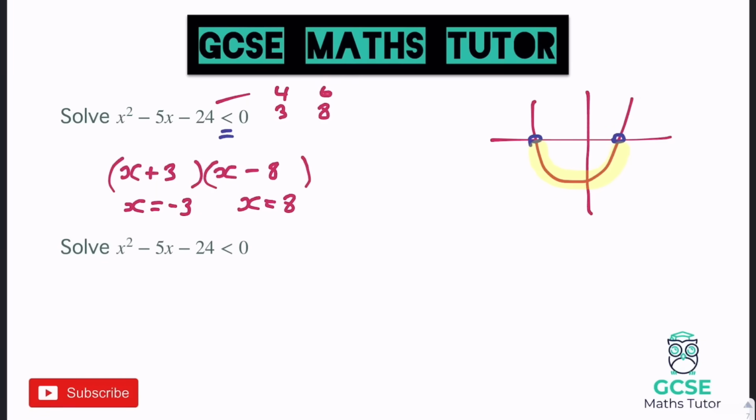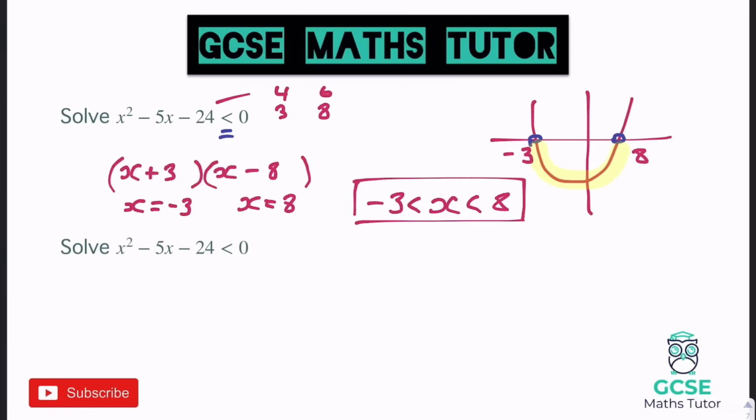So if we were to label those on the graph here, this would be minus 3 on the x-axis and this would be 8. Now the bit that is below the axis is between negative 3 and 8. So I'd have to write this as one of these types of inequalities, where we say it's between 2 points. And that would be my answer there. X is between -3 and 8, or the part of the graph that is under 0 or less than 0 is between those two numbers.